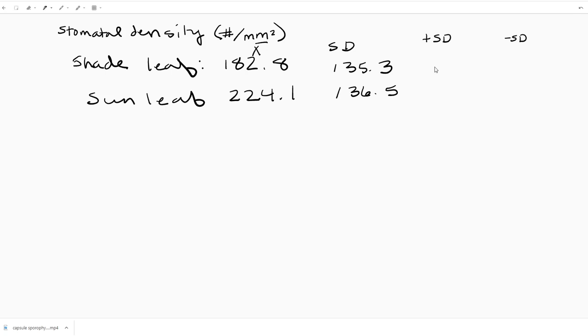So when I add my mean plus my standard deviation, that gets me 318. When I subtract it for the shade leaf, that's 47.5. And for the sun leaf, that's 360.6 and then 87.6. So the minimum value based on all of these is the 47.5 for my min that I want to be able to show, and my maximum is 360.6 value.